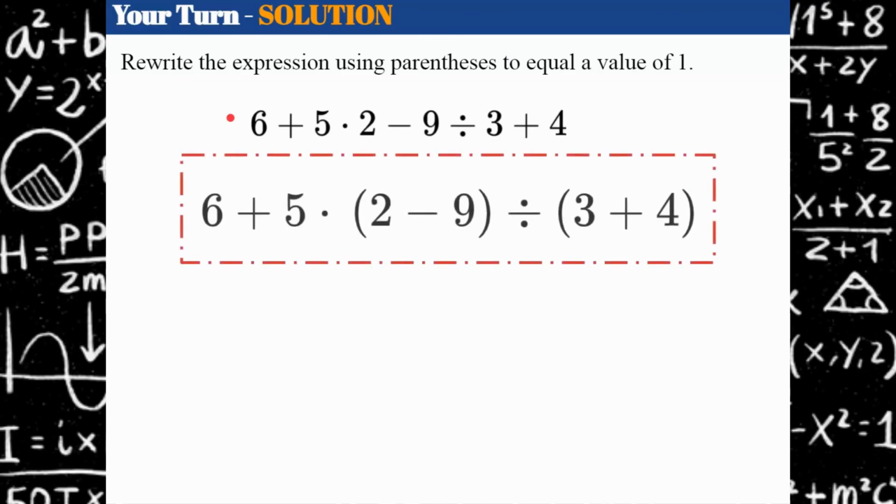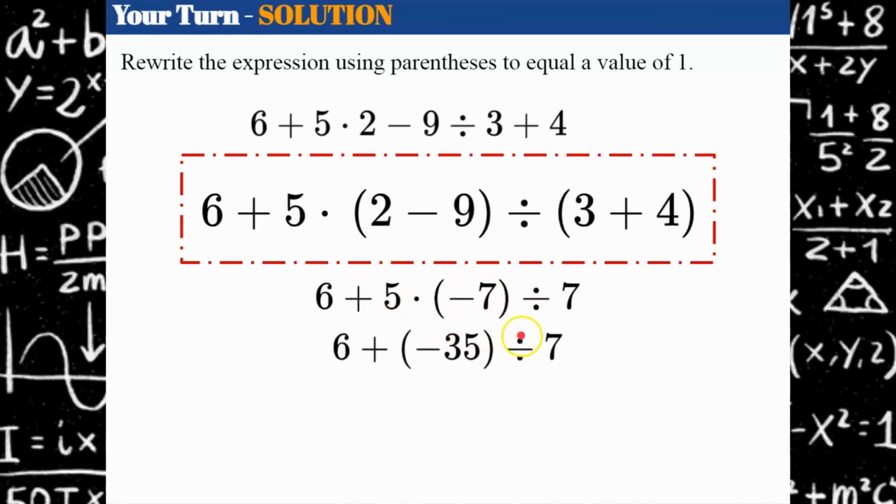So here's the solution. If you add a set of parentheses around 2 subtract 9 and another set around 3 plus 4, this will simplify to 1. So we're going to do what's inside the parentheses first. 2 subtract 9 is -7. 3 plus 4 is 7. Now we're going to divide. We're looking for multiplication and division. There's multiply right here. 5 times -7 is -35. Divide by 7. -35 divided by 7 is -5. 6 plus -5 is 1.